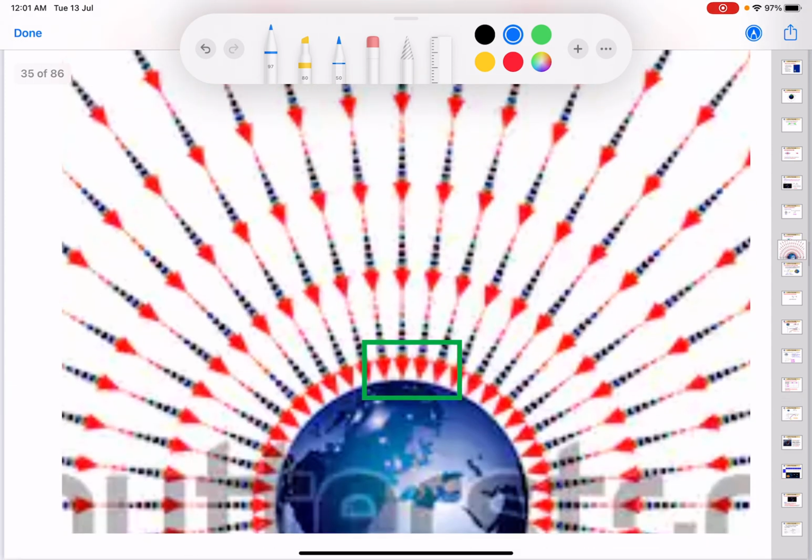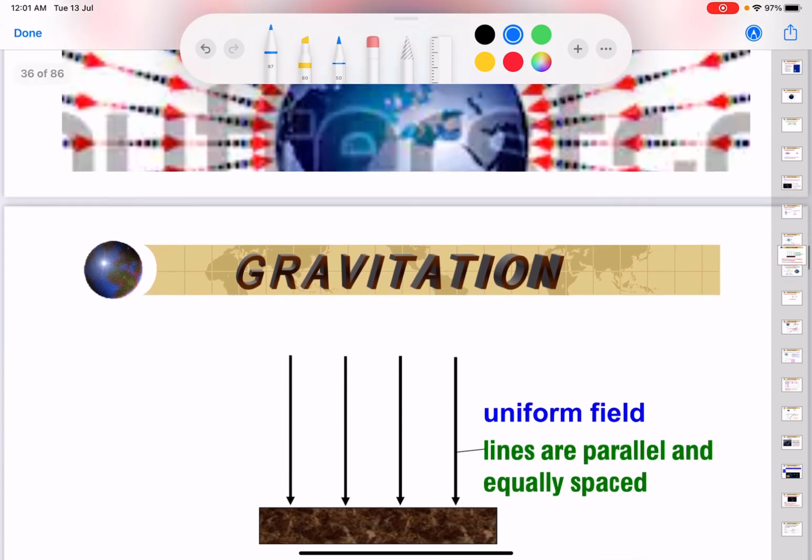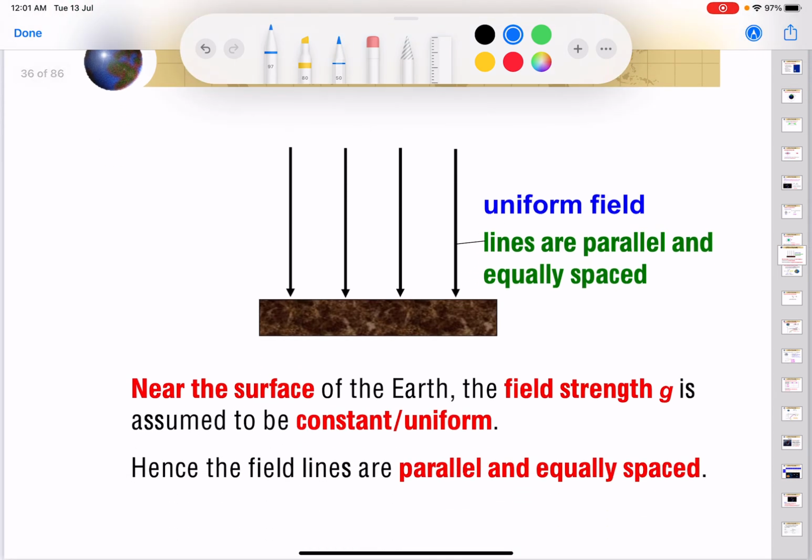Now, if you were to zoom in on this region here in the green box, which is very, very close to the surface of the Earth, what do we notice? We notice that the field lines can be treated as almost parallel and equally spaced. Parallel and equally spaced field lines indicate a uniform gravitational field. And this is also why we have been using g equals 9.81 meters per second squared all the time when we do experiments or calculations near the surface of the Earth.